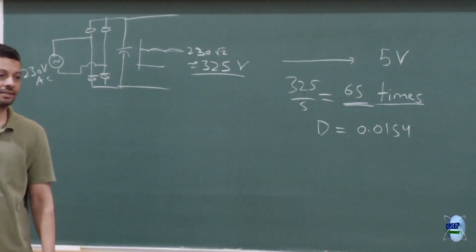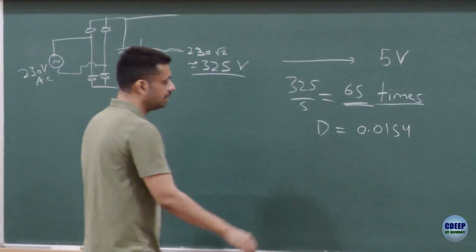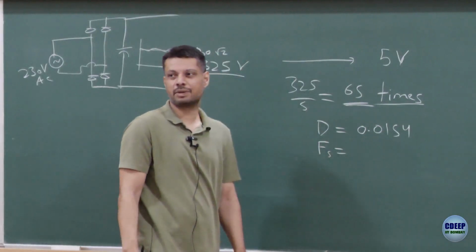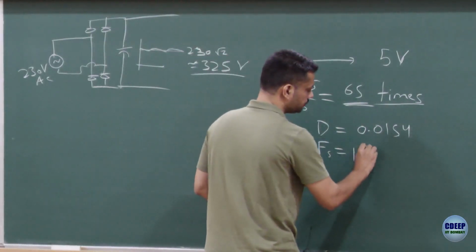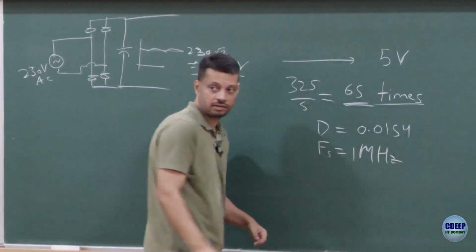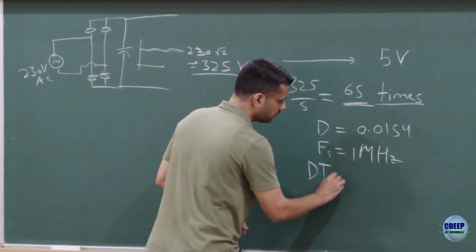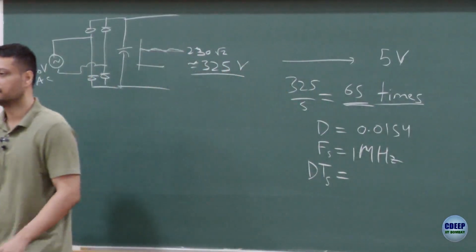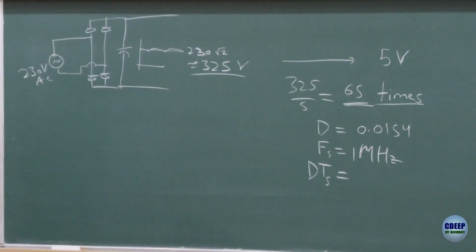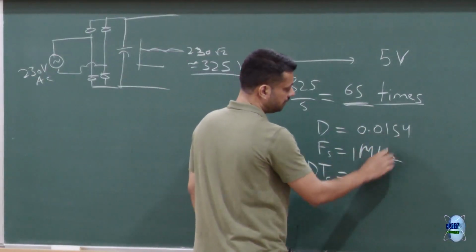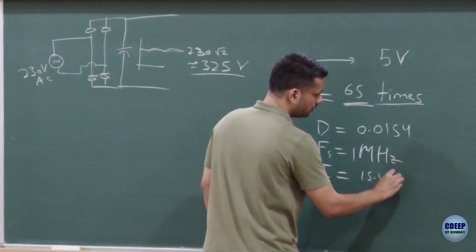Let's say we are switching at 500 megahertz. Let's say our switching frequency is not 500 megahertz, let's say it is 1 megahertz. So we are switching at 1 megahertz. What would be D times TS? Can someone calculate what D times TS would be? TS is 1 by switching frequency, 1 by 1 megahertz, multiplied by the duty cycle. It will be 15.4 nanoseconds.